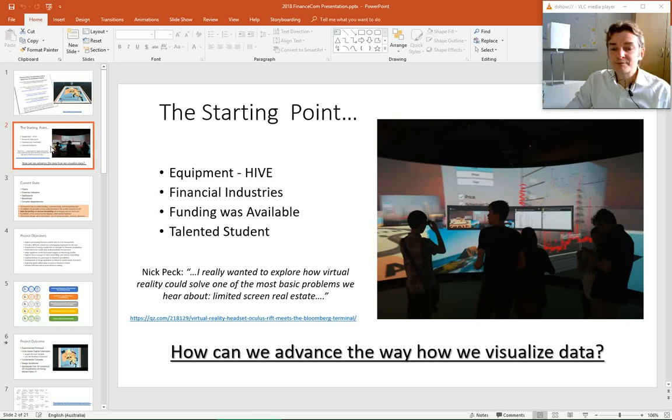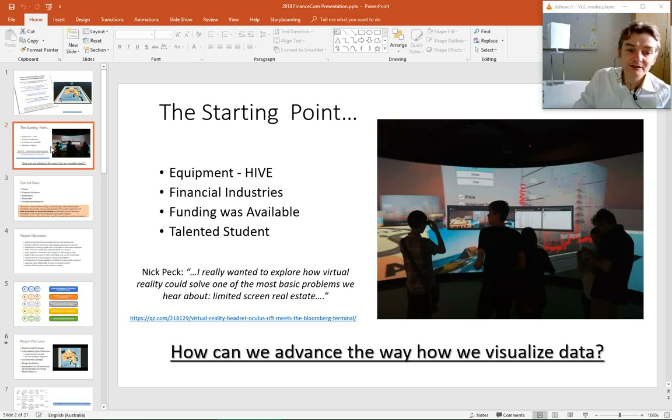I want to start with a statement from Nick Beck. In one of his articles, he said one of the big problems is the limited screen real estate. The problem in financial visualization is that we have just limited screens. We stack 2D displays beside each other. We are hidden in a wall of screens, with all the news tickers and all sorts of other things. But the problem for us is still the limited screen real estate. And virtual reality could be one of the disruptive technologies which could solve this problem.